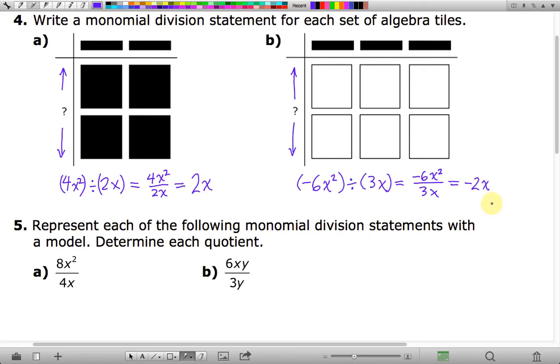Now, of course, we do want to move beyond the tiles. So you'll probably recognize that in each case here, we were able to get our answers by taking the coefficient and dividing by the coefficient. So 4 divided by 2 gave us 2. Just like here, negative 6 divided by 3 gave us negative 2. And x squared divided by x is x. Just like here, x squared divided by x is x.